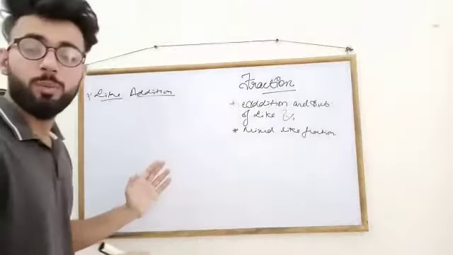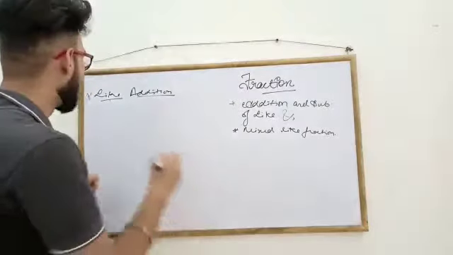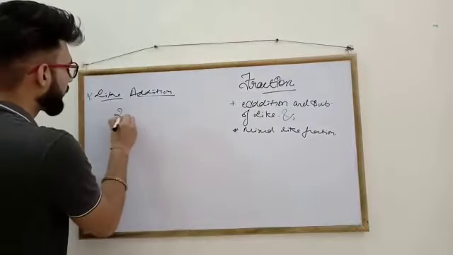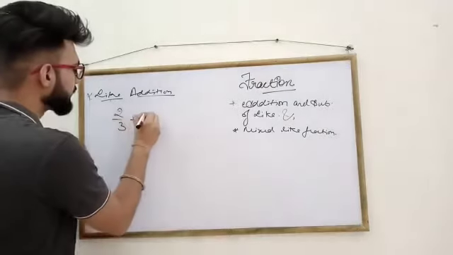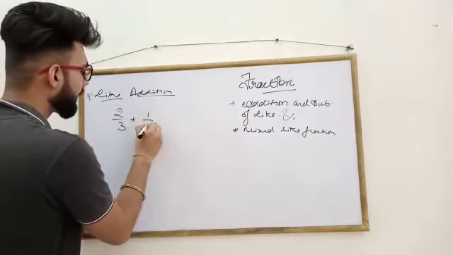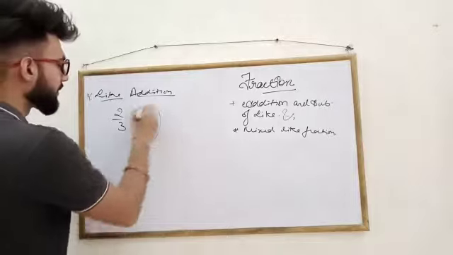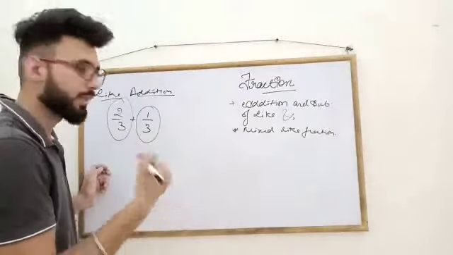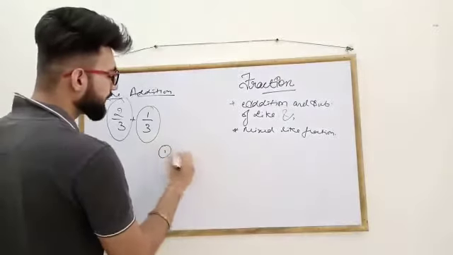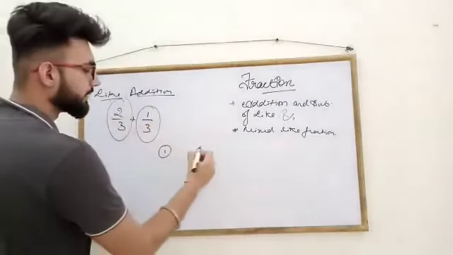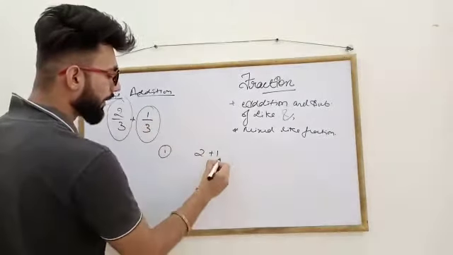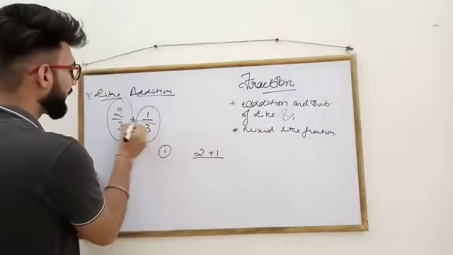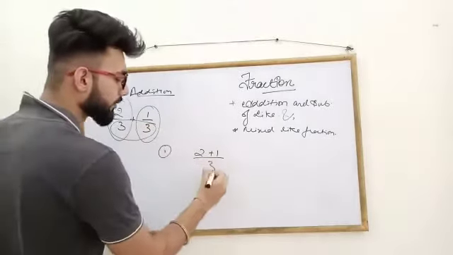This is as common as normal addition. Let's take an example of 2 by 3 plus 1 by 3. We need to add these two like fractions. And why are they like? Because they have the same denominator. So the first step is that we write the numerators, that is 2 and 1, together, and we take the denominator as one common, which would be 3.